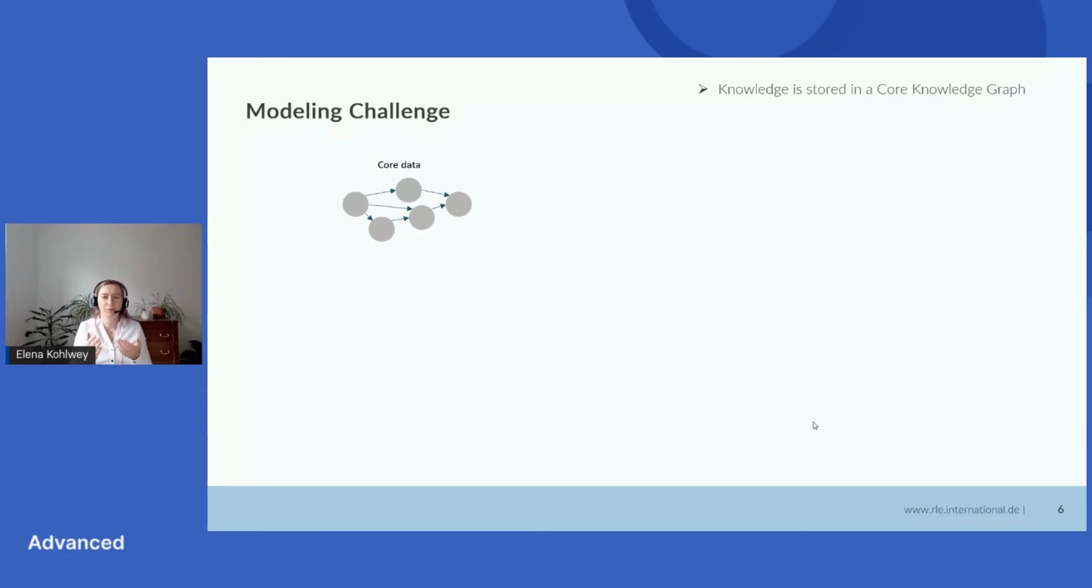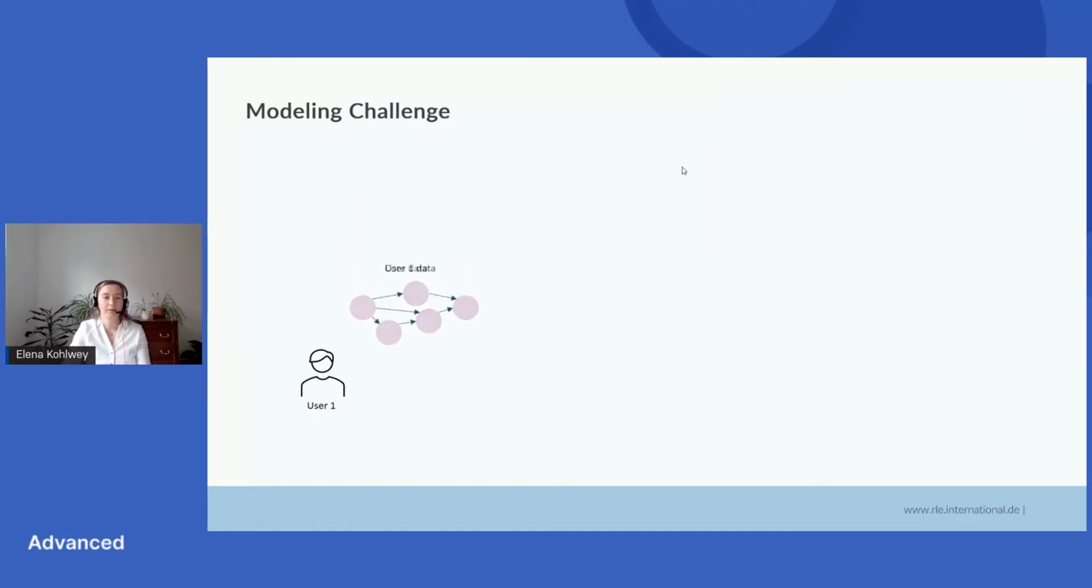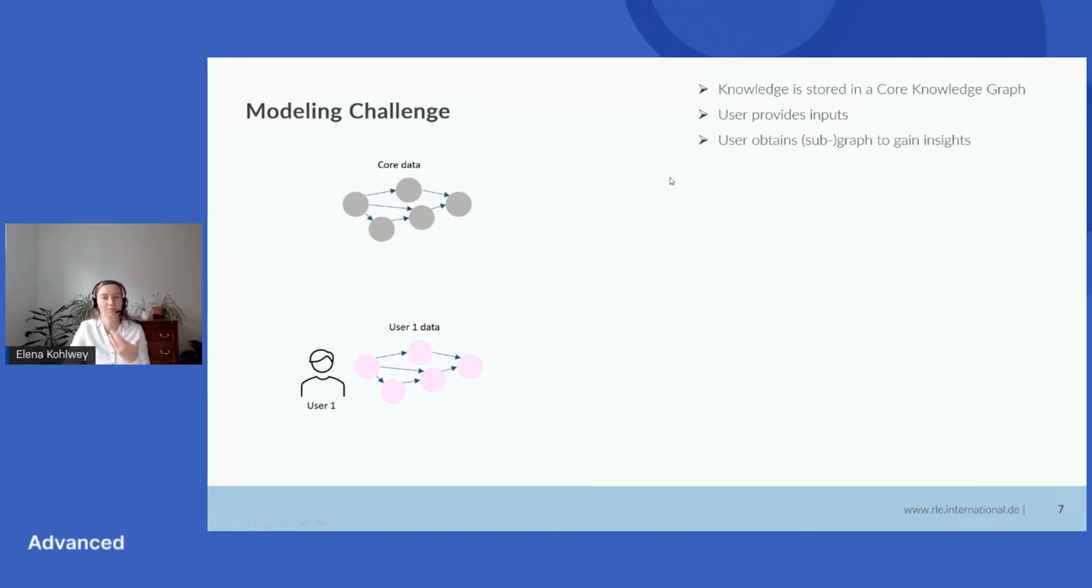So what we have, as I said before, is we want to store knowledge. So we want to gather the knowledge of our company and put that into a graph. So we have a core data storage where we store the knowledge. Now, if a user opens the application, he provides some input. So he tells us about his car project, his aims for the project. And what we provide him then is an already personalized subgraph, basically. So he provides inputs, and we run some calculations in the background and provide him the answers to his inputs.